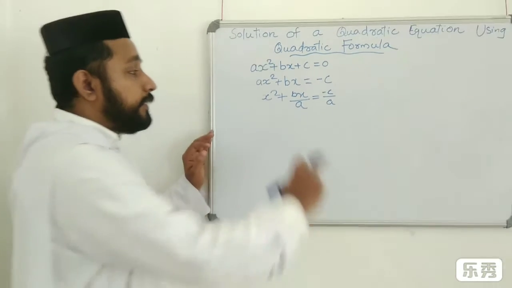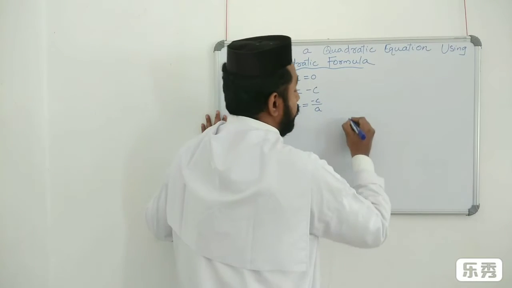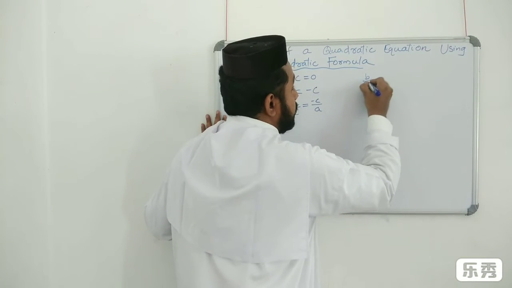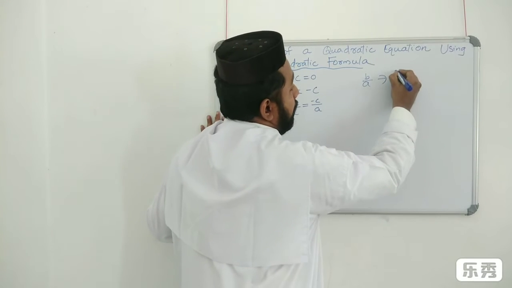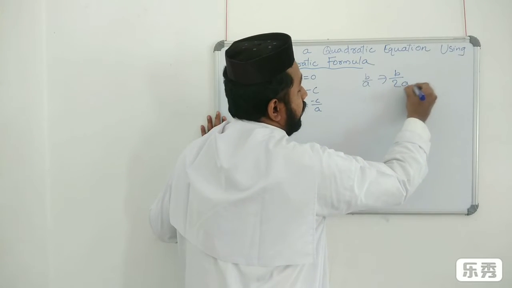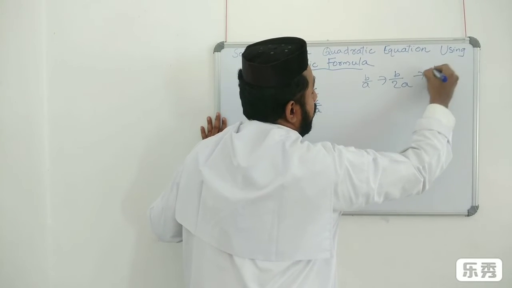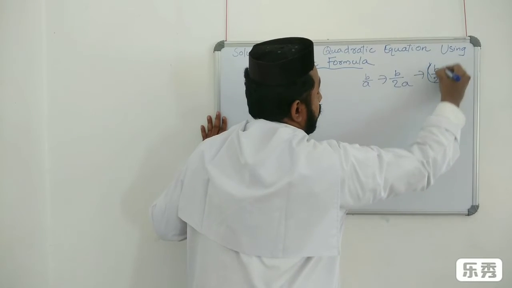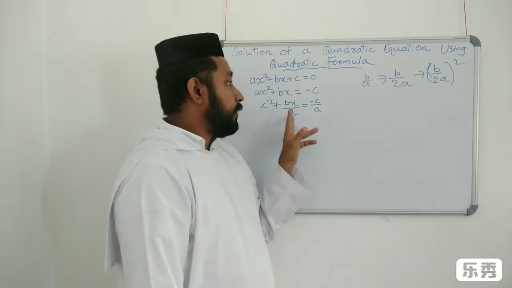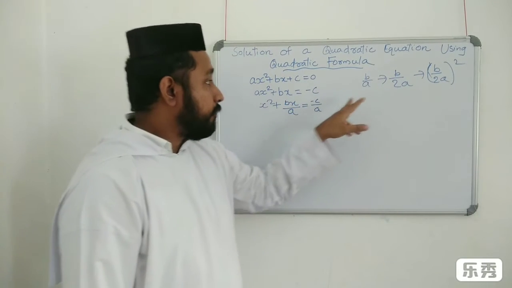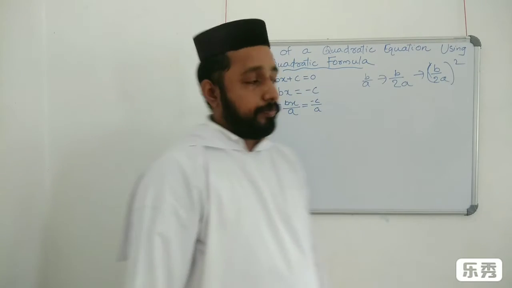The next step is to take the coefficient of x. Here b/a is the coefficient of x. Half of it is b/2a. Then the square of it is (b/2a)². So we took the coefficient of x, that is b/a, then half of it, b/2a, and the square of it, (b/2a)².